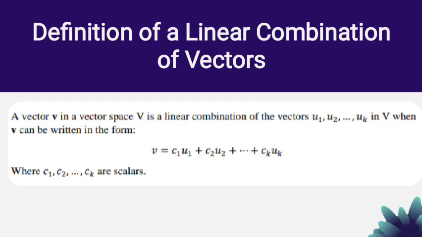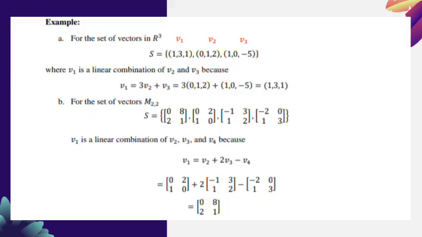So let's define linear combination of vectors. A vector V in a vector space V is a linear combination of the vectors u sub 1, u sub 2, all the way through u sub k in V, when vector V can be written in the form V equals c sub 1 u sub 1 plus c sub 2 u sub 2 plus all the way through c sub k u sub k, where c sub 1, c sub 2, all the way through c sub k are scalars.